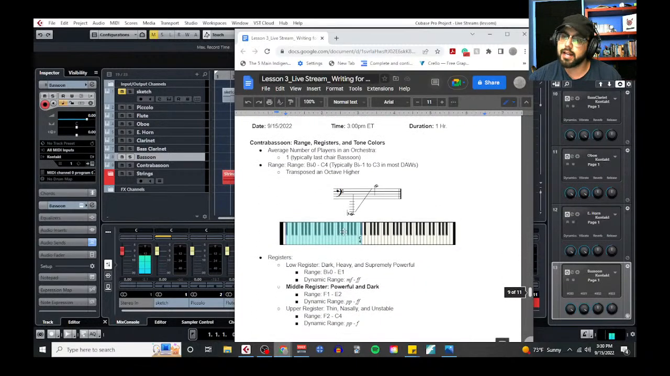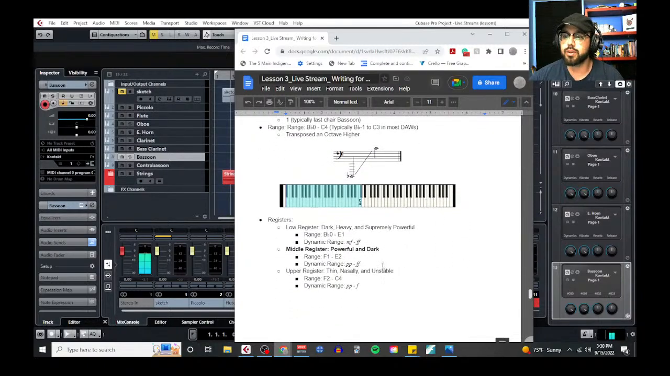So now the very last instrument we're going to cover and profile before we start talking about actually writing for the woodwinds is the contrabassoon. Now, the contrabassoon is one of the very true low voices of the orchestra. If you look at this chart, so far all these charts have been correct except for the piccolo. I'm going to have to fix that piccolo.